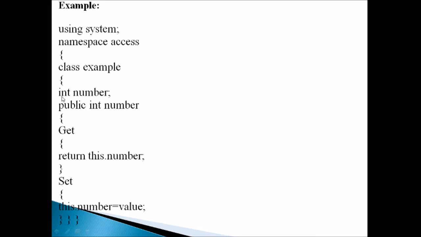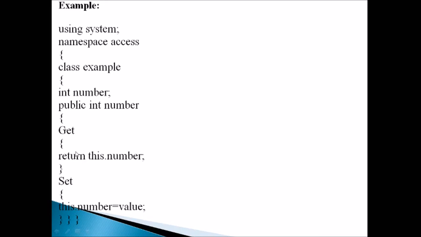Within the class we have declared one variable called number as integer data type, and then public int Number. So this is actually the property declaration. As we see in the syntax, the first one is the access specifier and then the return type. Here is the property name and then an open curly brace. Here get is defined with open close brackets. Within that there is a statement, return this.number.